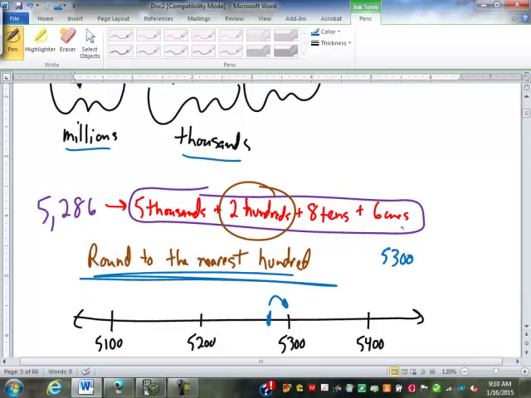Now, I realize you're not going to draw out number lines when you round. You've all been taught you look at the next digit, and if it's 5 or above, you round up. If it's 4 or less, you round down. And we're not going to spend any more time on that.